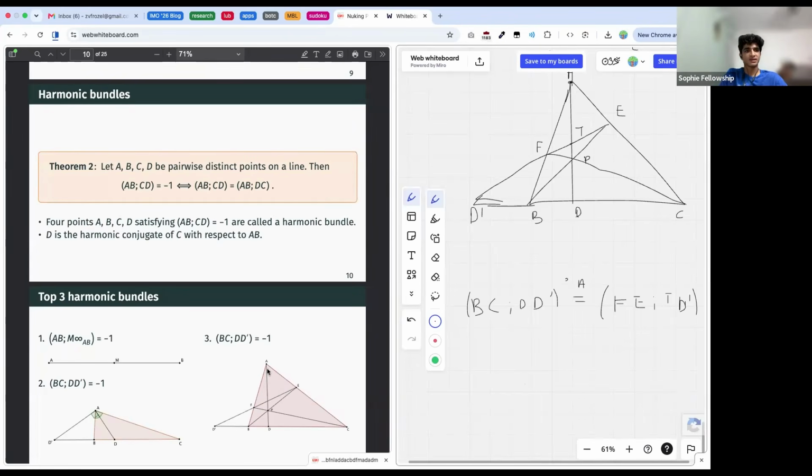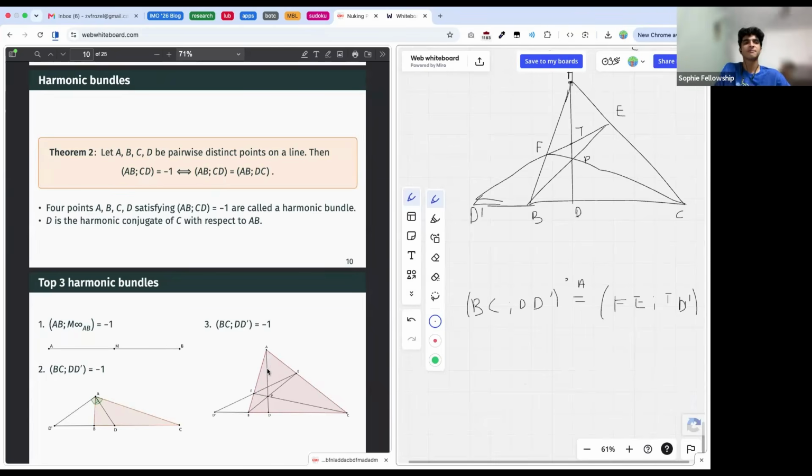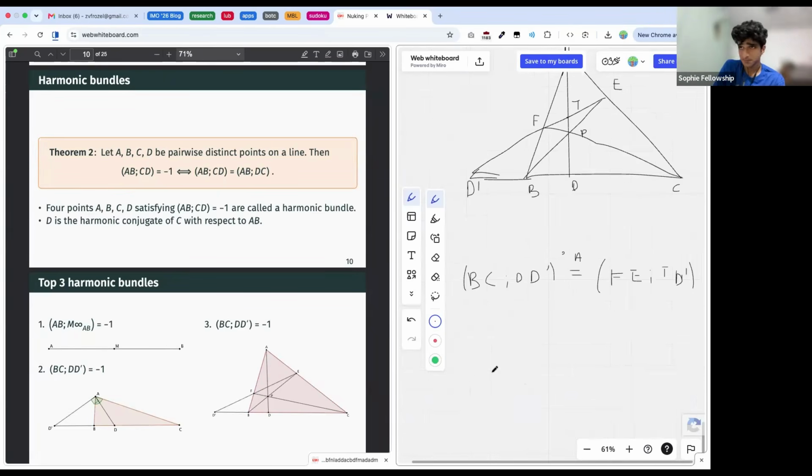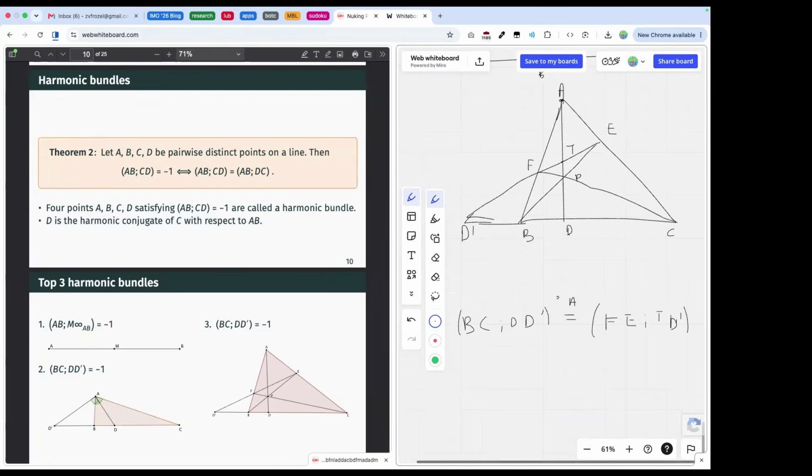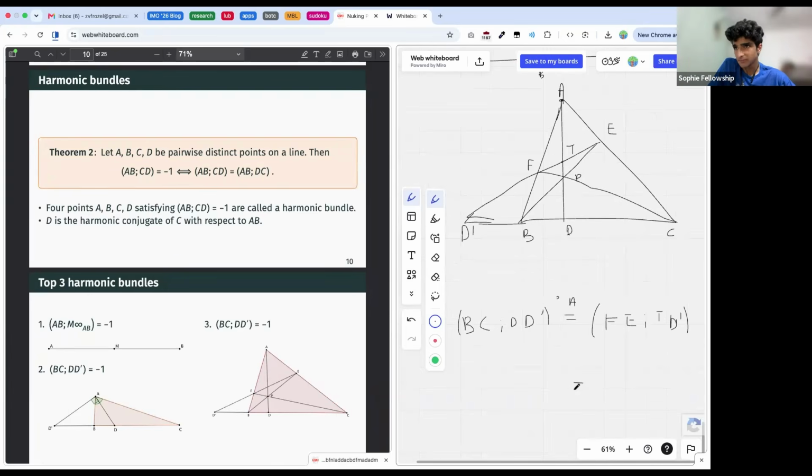What's the config in the second one? It is not a config, it is just internal and external bisectors. Ideas for this one? How do we finish? Project from P. Yes. So we're going to project from P. And what does that give you?